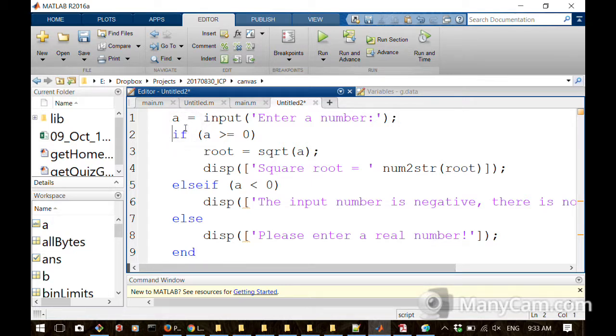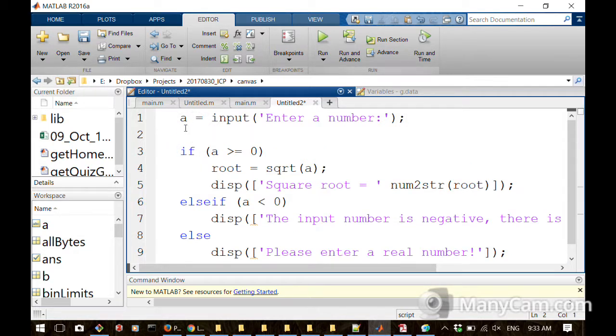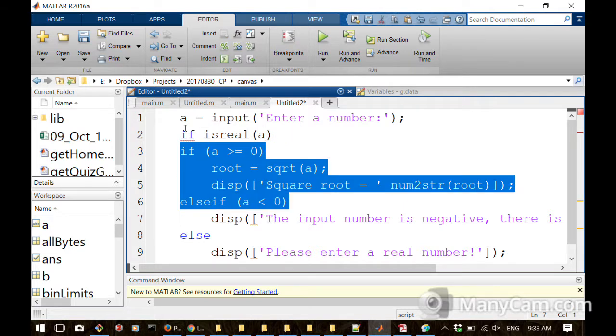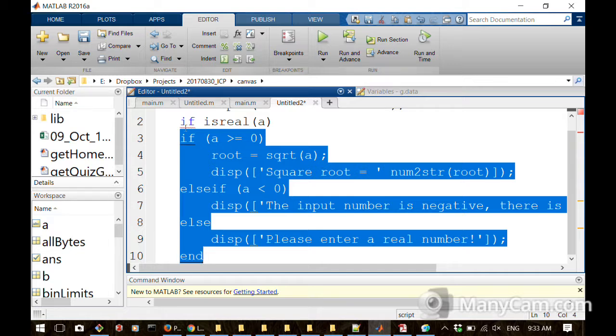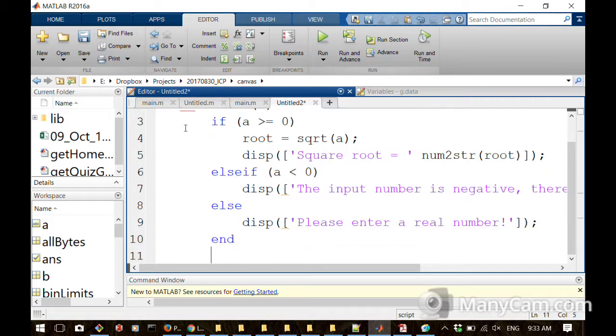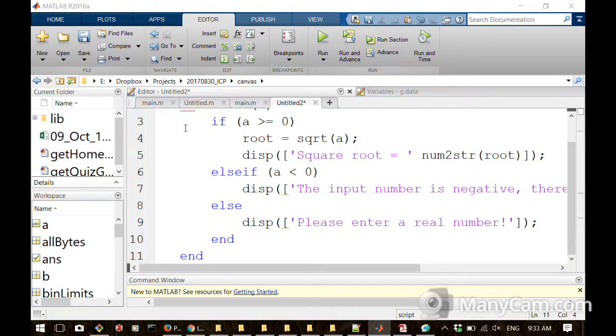No, we want to make sure we have a string in the beginning. So I could add another if block. I could say if is real A. You don't need these parentheses, they are unnecessary. And then for the rest of them, always use tab and then end, okay?